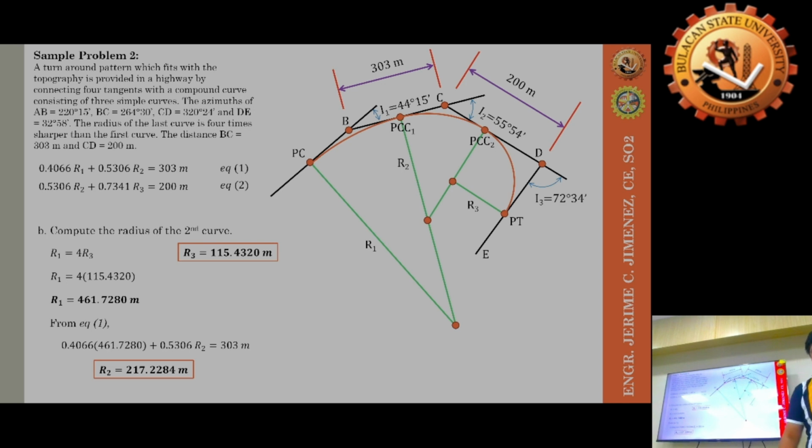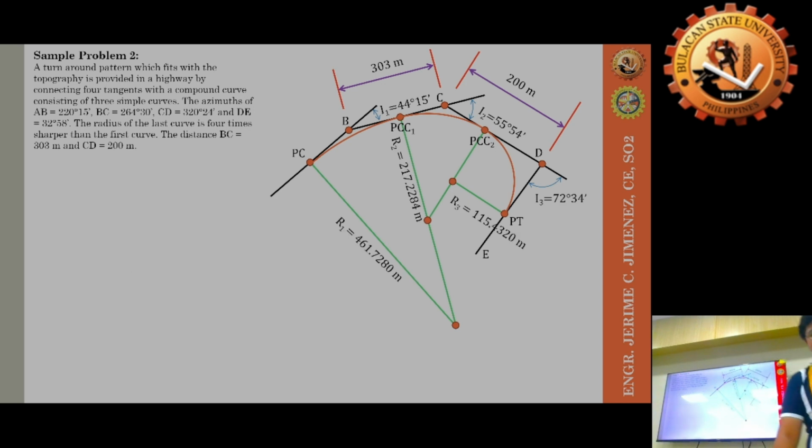Okay, tuloy tayo. Last question tayo. If PC is at station 12 plus 152.60, what is the stationing of the PT? So, ano pinakakailangan dito? Yung total LC, LC1, LC2, and LC3. For this one, puro na lang ako chord basis, gagamit ako ng arc basis. Okay, mag-arc basis ako ngayon.